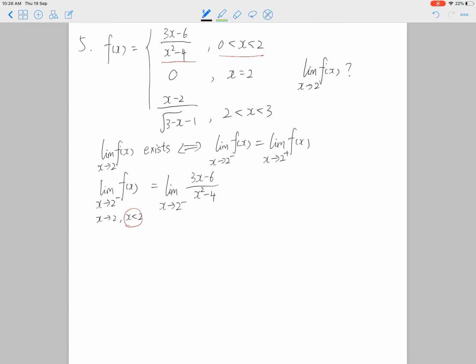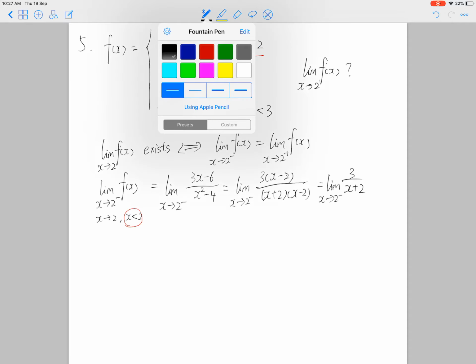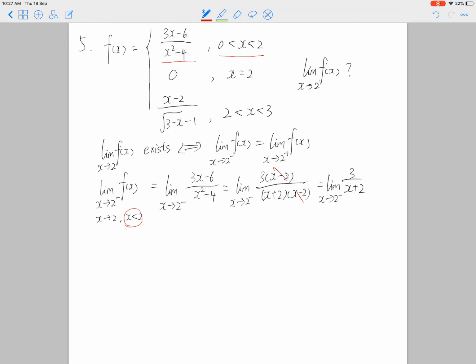Okay, then you try subbing, you get 0 over 0, so you find a common factor on both sides, which is x minus 2. Right, so it's the limit of 3 over x plus 2. Okay, so it's 3 over 4. So the limit from the left is 3 over 4. What about the limit from the right?